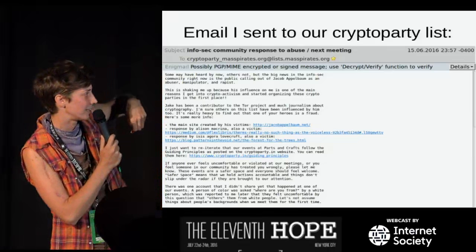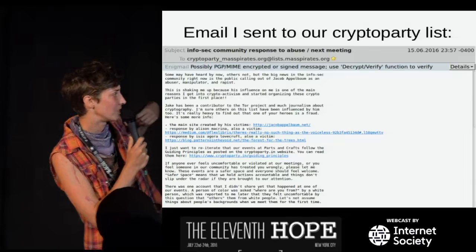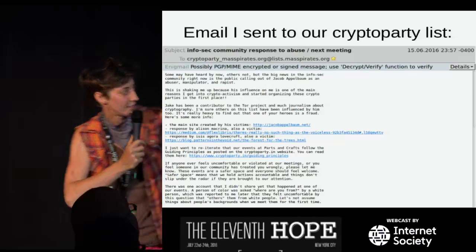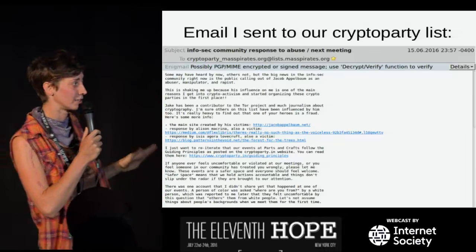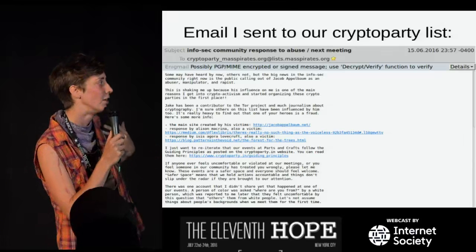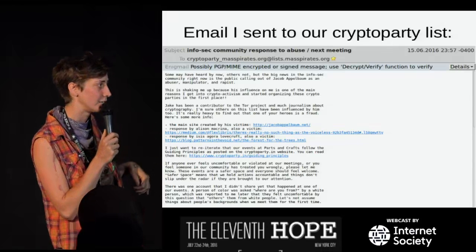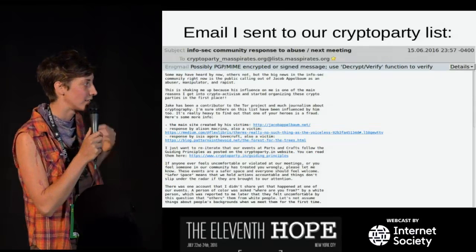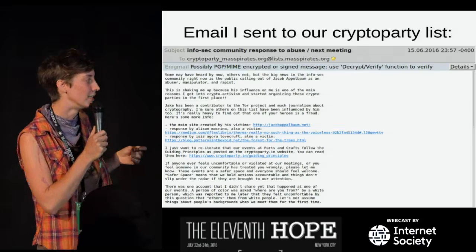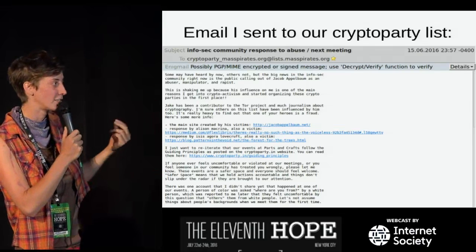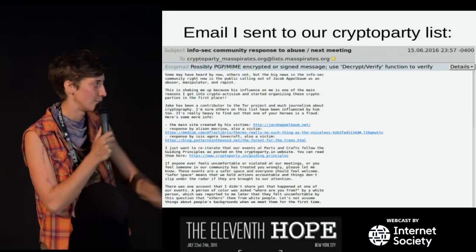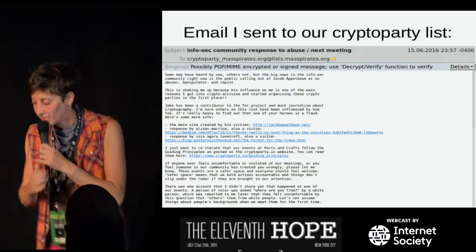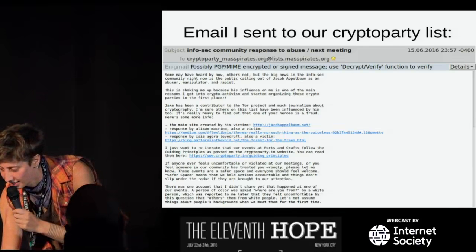I just want to reiterate that our events at Parts and Crafts follow the guiding principles as posted on the Crypto Party website. You can read them here. And then in the second to last paragraph, I say, if anyone ever feels uncomfortable or violated at our meetups, or you feel that someone in our community has treated you wrongly, please let me know. These events are a safer space and everyone should feel welcome. A safer space means that we hold actions accountable and things don't slip under the radar when they're brought to our attention.